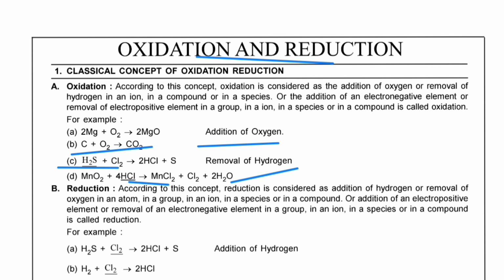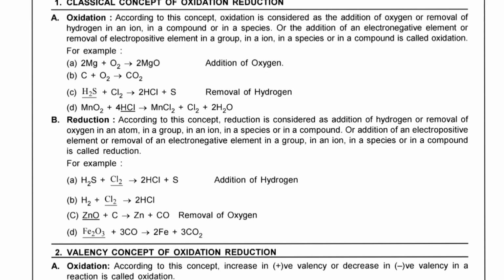What is reduction? Reduction is basically the addition of hydrogen or removal of oxygen. It is basically the reverse of oxidation, or the addition of an electropositive element or removal of an electronegative element. You can see in the examples that hydrogen is added in Cl2 and oxygen is removed from ZnO. This is reduction.